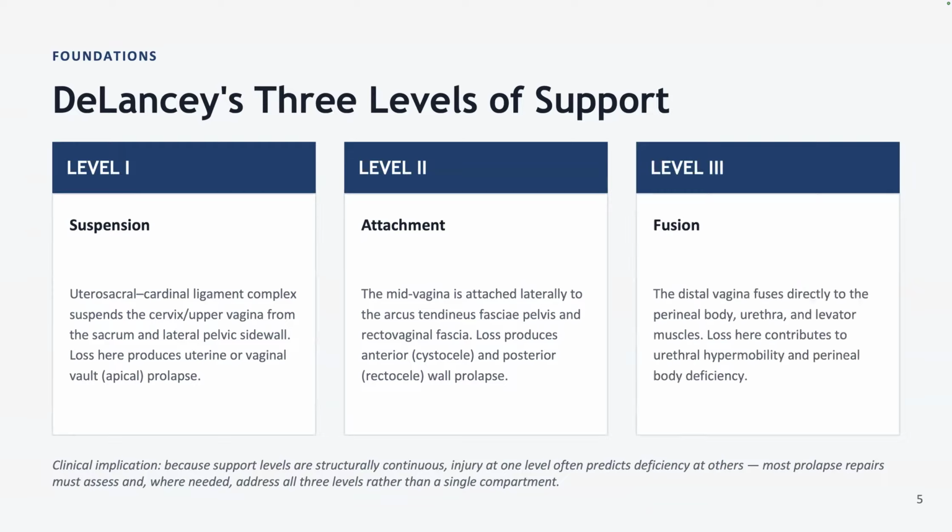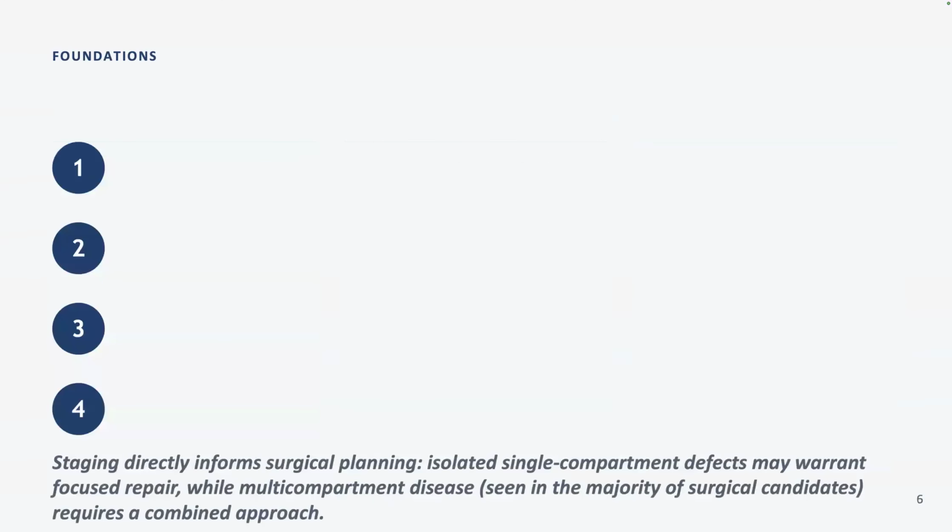Level 3 is fusion. The distal vagina fuses directly to the perineal body, urethra, and levator muscles. Loss here contributes to urethral hypermobility and perineal body deficiency.